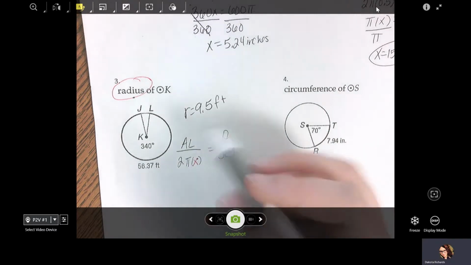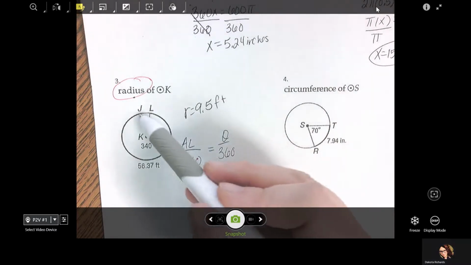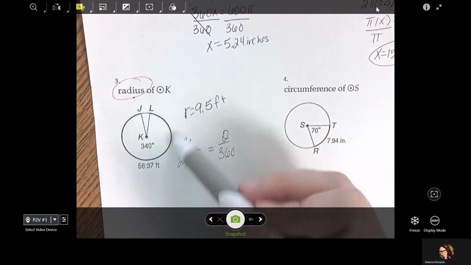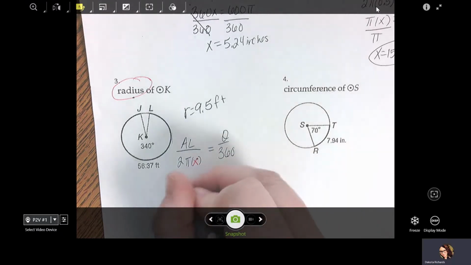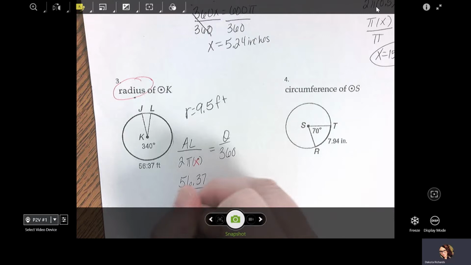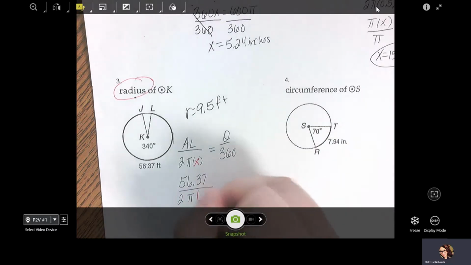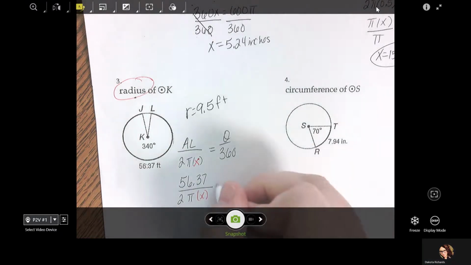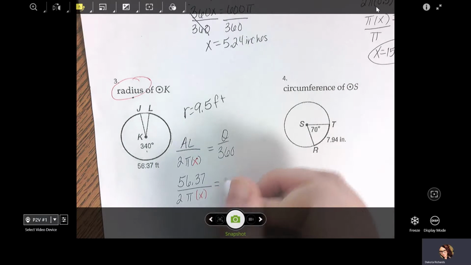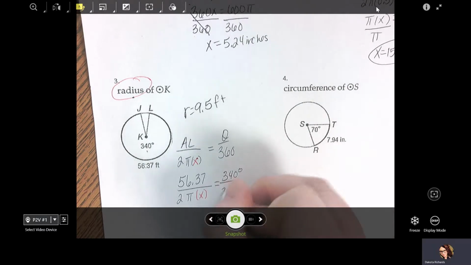So what is the arc length? 56.37. And that's over 2 pi. And then we're trying to find r, so I'm going to put an x in for r. And then the arc measure is going to be 340 degrees over 360.